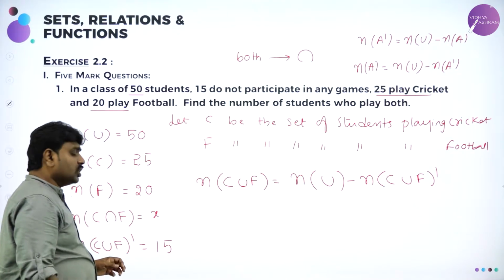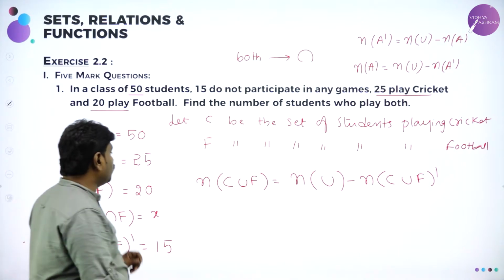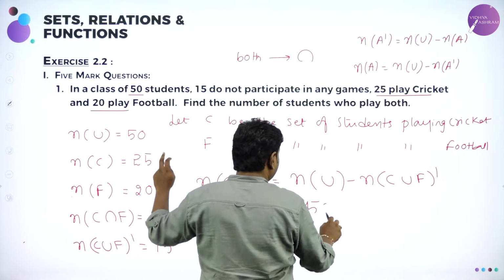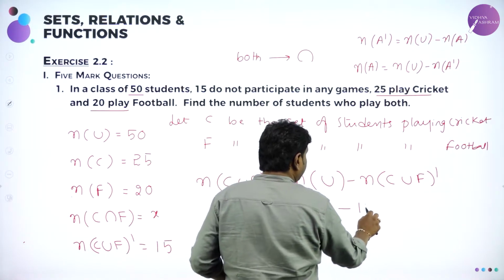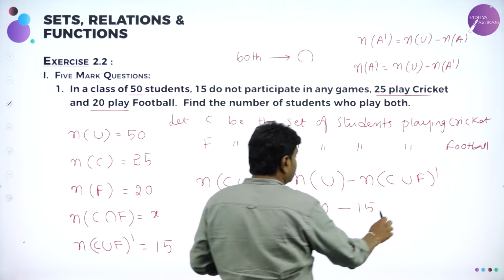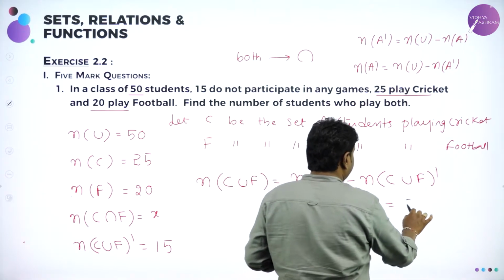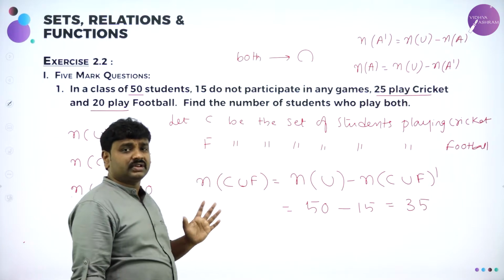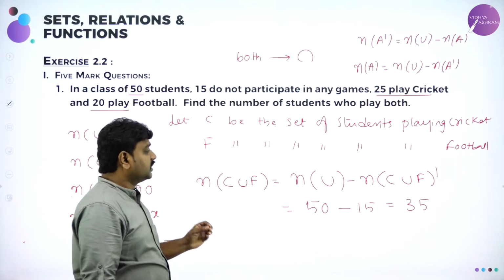F dash means what? Those who do not play both. 15 do not play both. So the universal set contains how many? 50. In 50, 15 do not play both. Remove 15. 50 minus 15 gives you how much? 35. So the number of students who are involved in the games, either football or cricket, is 35.